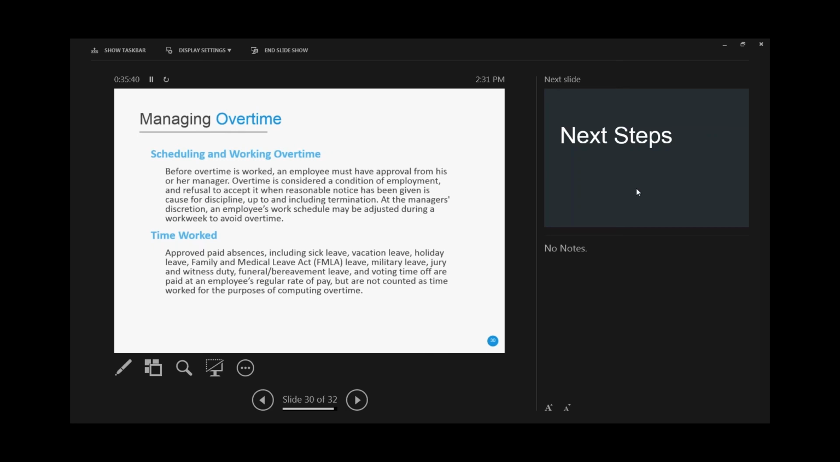And then time worked: approved paid absences including sick leave, vacation leave, holiday leave, FMLA leave, military, jury, and witness duty, and voting time off are paid at the employee's regular rate of pay and are not counted as hours worked for the purposes of computing overtime.